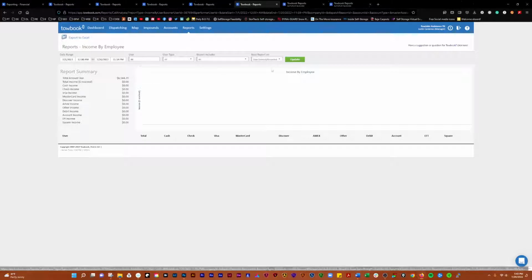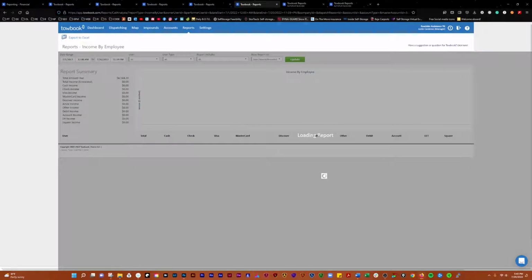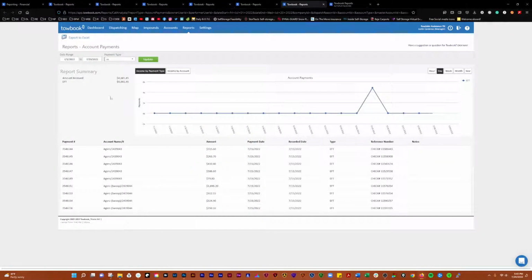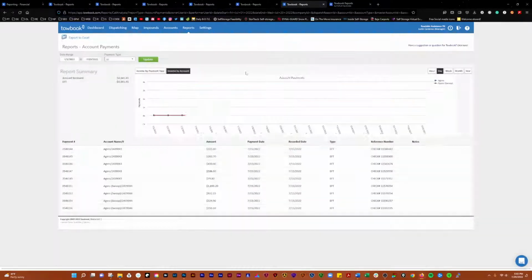So anyways, you get the idea on this one right here. I'll have to figure out why that's not working correctly. I don't want to waste a bunch of time. Then you can go to account payments and see reports on that, what you've received that month, how you received it, all those individual payments that you did record. You can go by income, by account.